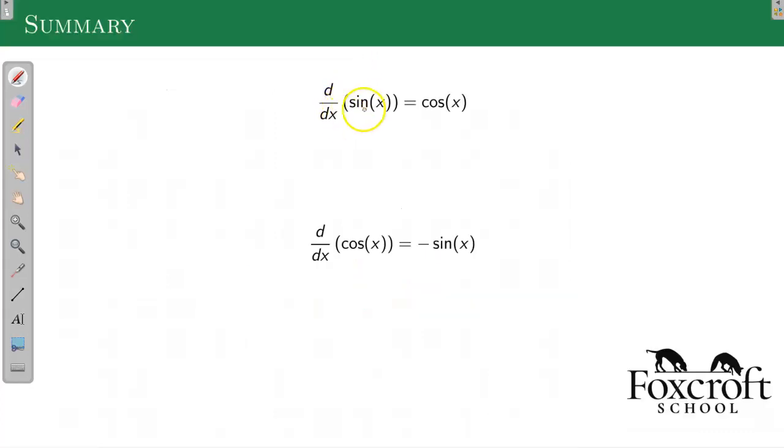All right, so in summary, the derivative of sine is just cosine. The derivative of cosine is negative sine. So this is the most important thing to remember from this video, that we have this negative here for the derivative of cosine.